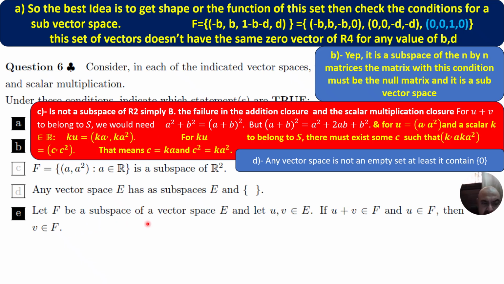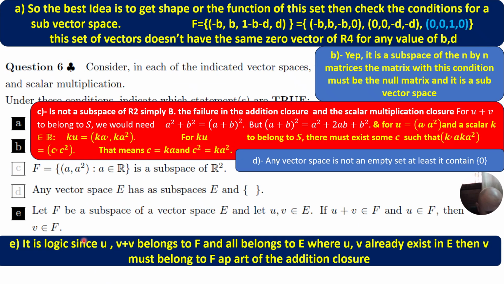Let F be a subspace of vector space E, and let U and V belong to E. And if U and V belong to F, and U belongs to F, then V belongs to F. Yes, it's completely sensible. It is logical. Since U and V belong to E, and F is a subset of E, V must exist in F.